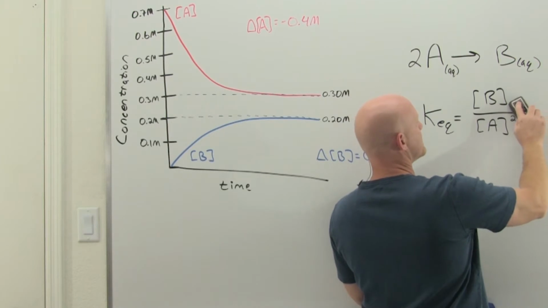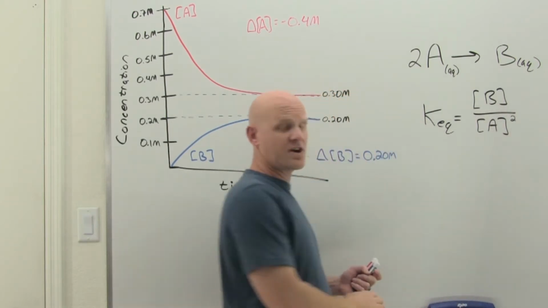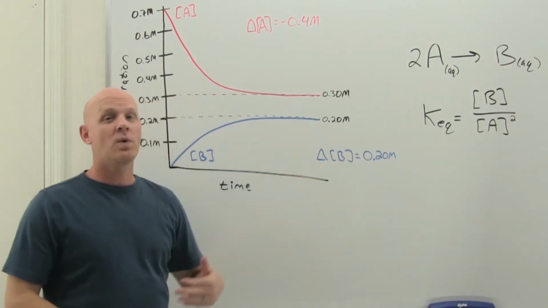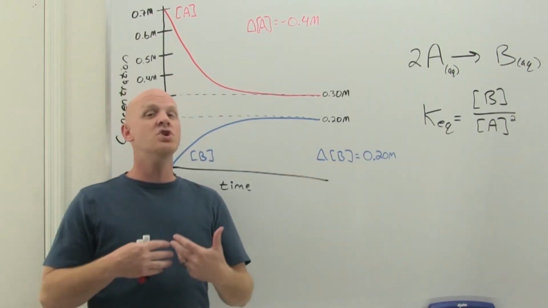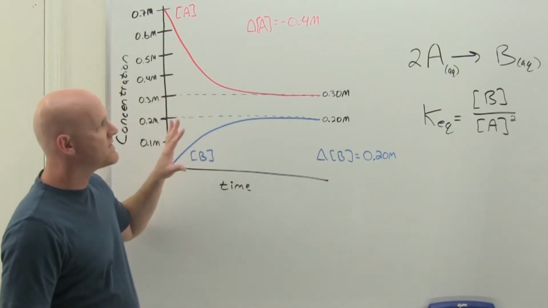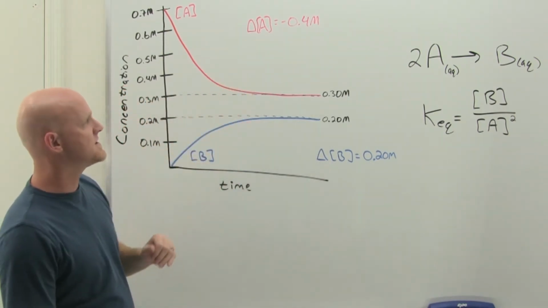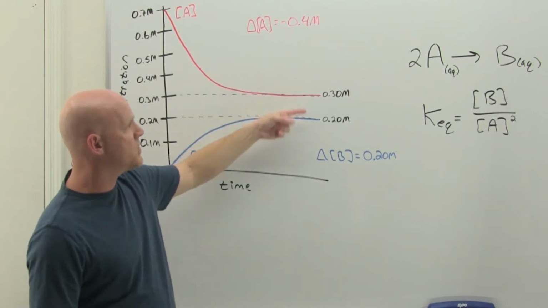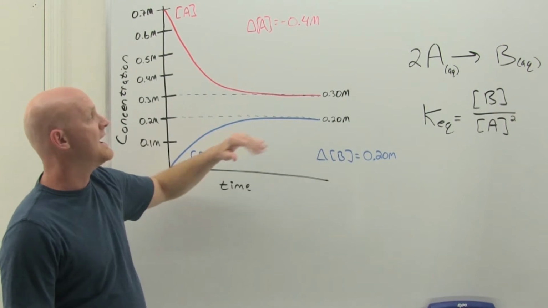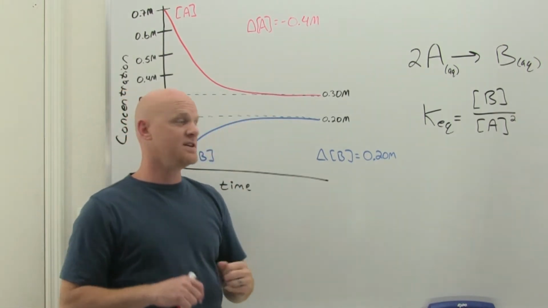You can't just pick the concentration at any old point in time you want to. If it's going to equal the equilibrium constant, you have to pick the point where the concentrations are no longer changing and you've reached equilibrium. We can see where that point would be in this particular case. The concentrations of A and B are no longer changing way out here. They've gone completely horizontal on the curve, and that's evidence that the reaction has reached equilibrium.